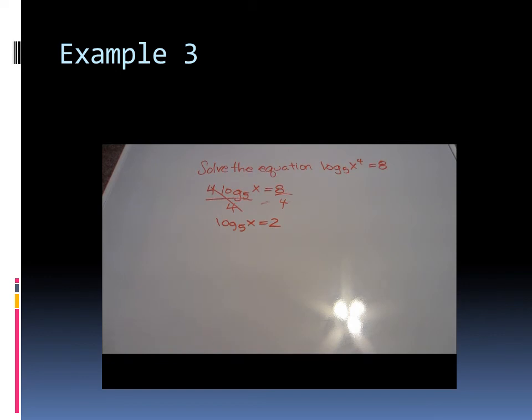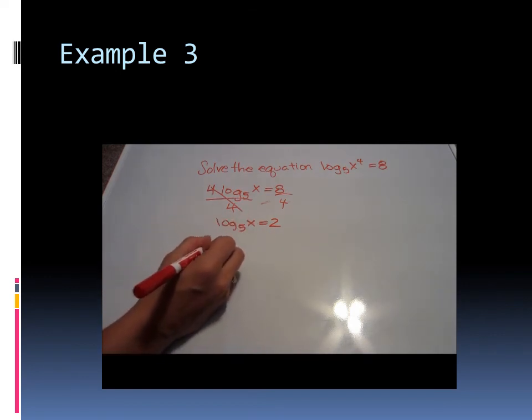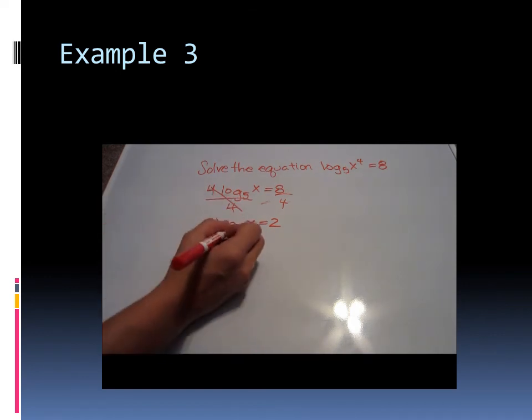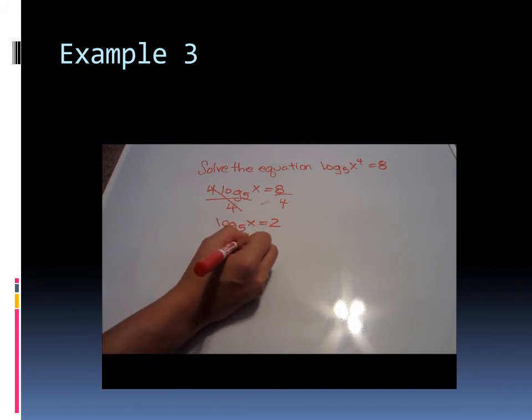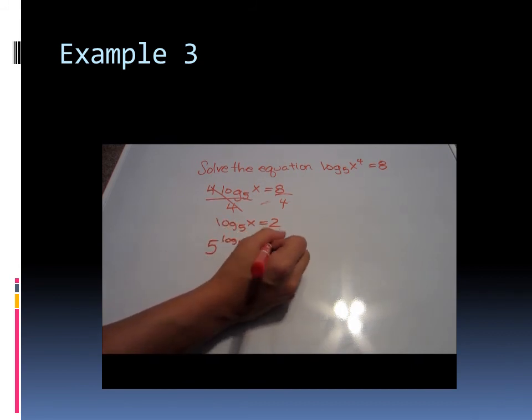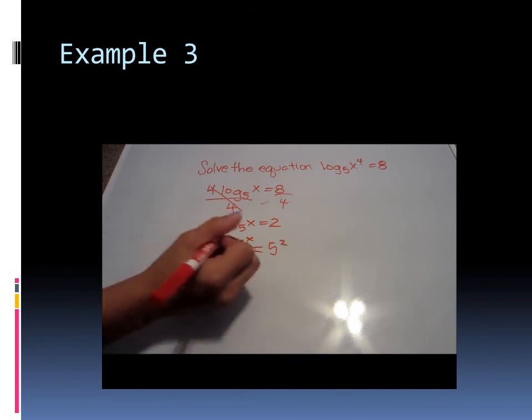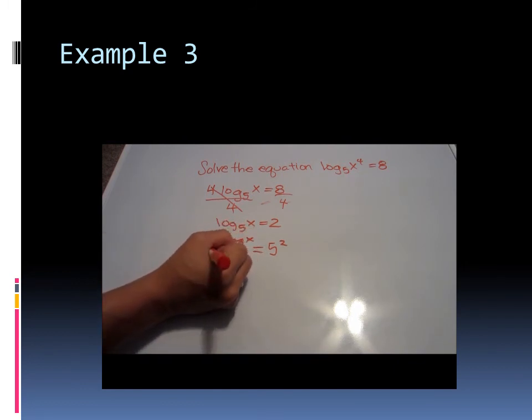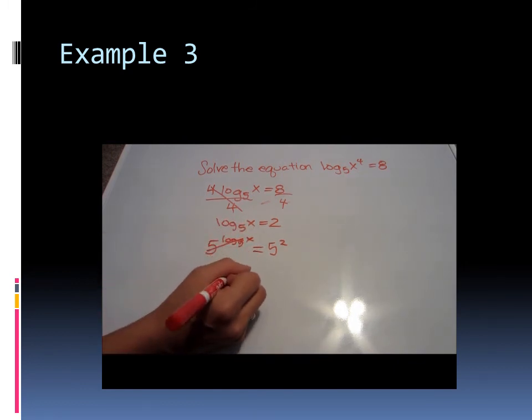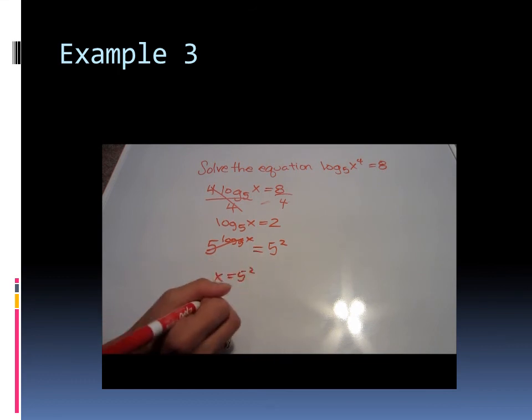Now we have to raise both of these as exponents with a base of 5, because that's the base of our log. So 5 to the log base 5 of x is equal to 5 squared. The 5 and log base 5 cancel, leaving us with x equal to 5 squared, or x equal to 25.